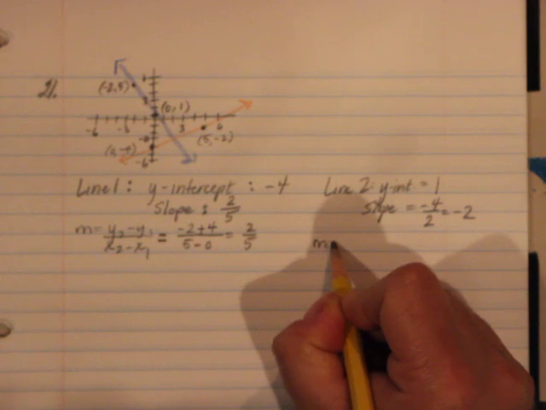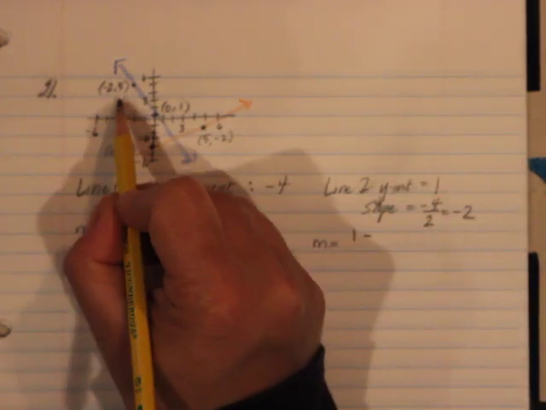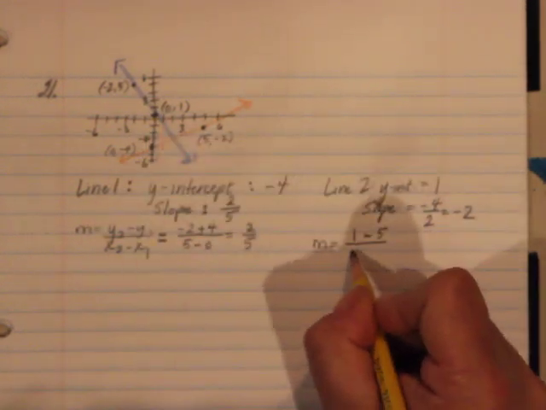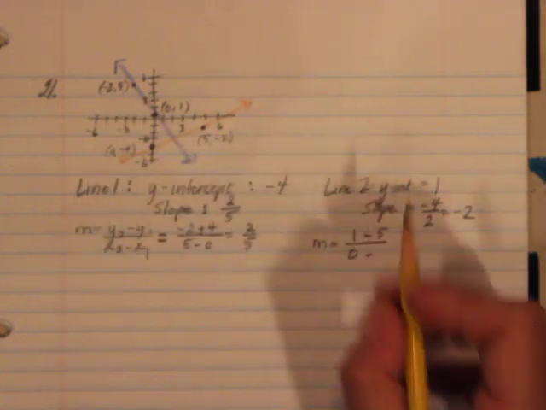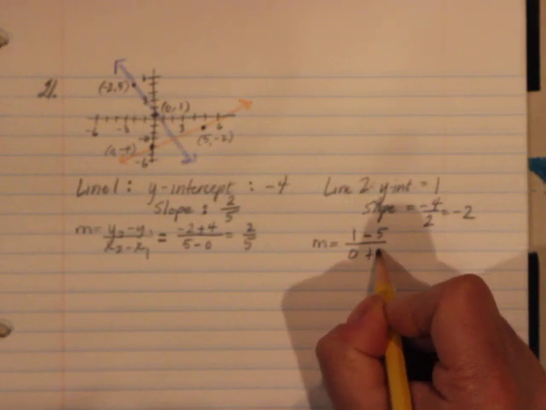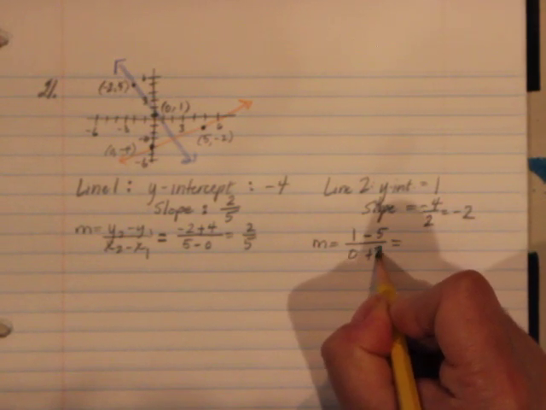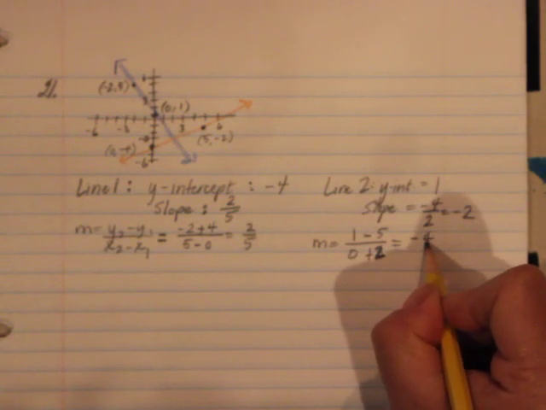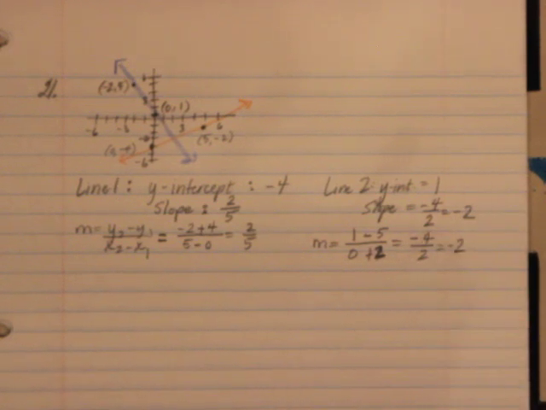Okay, so I would have m for this one equals y2, which is 1, minus y1, which is 5, over x2, which is 0, minus x1, which is -2. So 0 minus -2 is the same as 0 plus 2. Oops, that's supposed to be a 2. Did I do that right? There we go. 1 minus 5 is -4. 0 plus 2 is 2. And sure enough, I end up with -2. So either way you wanted to do it is fine.